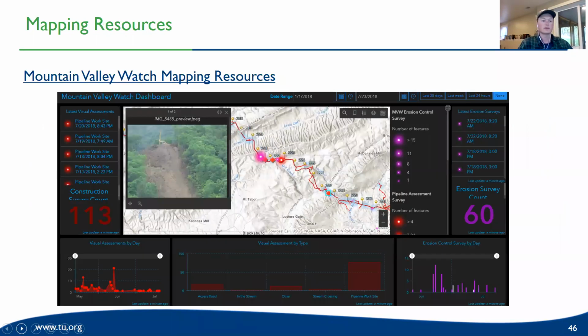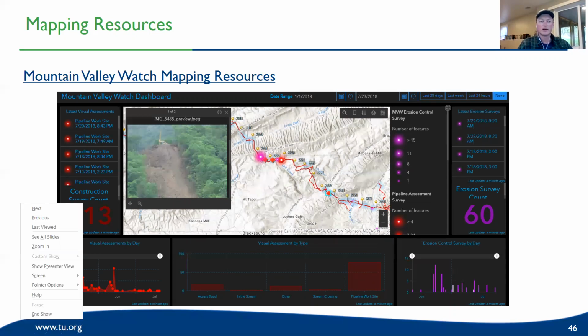So next. I just wanted to share one other mapping resource for you, another Mountain Valley Watch tool, which is their Mountain Valley Watch dashboard, where they catalog a lot of their reports along the Mountain Valley Pipeline. I'm suspecting that many of you attending this webinar are along the Mountain Valley Pipeline, so this could be a useful resource for you all. That link will be in there when we send out these slides. So I think that's all I had.